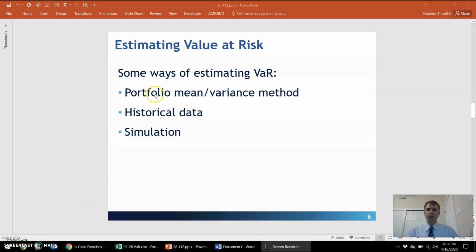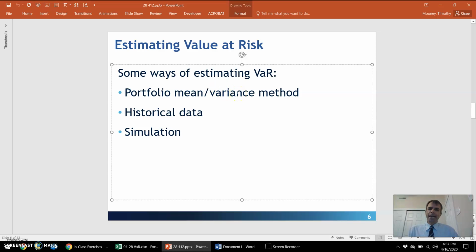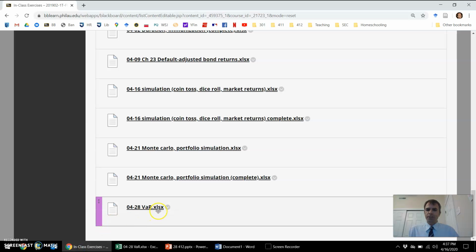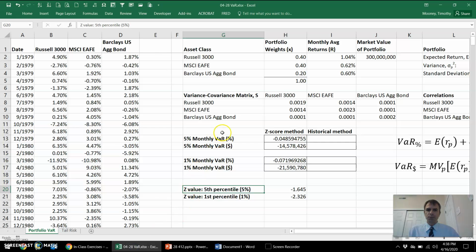We computed a portfolio's VaR using the mean variance method. It's really based on the mean and the standard deviation. Why don't we get back into the spreadsheet we were working on in the previous video. Hopefully you're up to this point where I am right here.